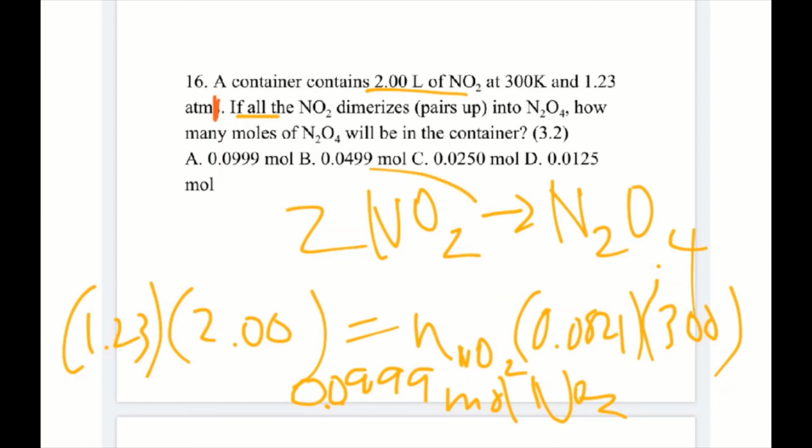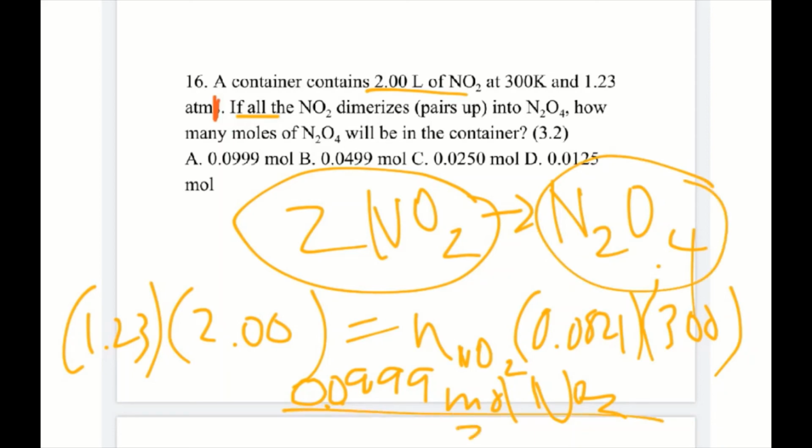And it says that all the NO2 will dimerize into N2O4. So for every 2 moles of NO2, we get half as many moles of N2O4. So we're going to divide this by 2 to get the moles of N2O4. So that divided by 2, and we get this as our answer. We will get 0.0499 moles of dinitrogen tetroxide.